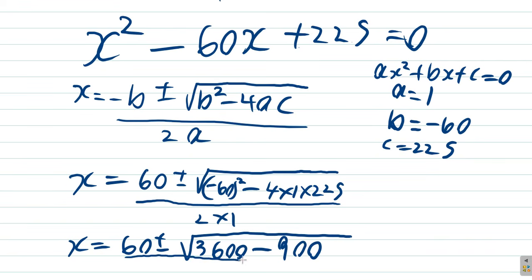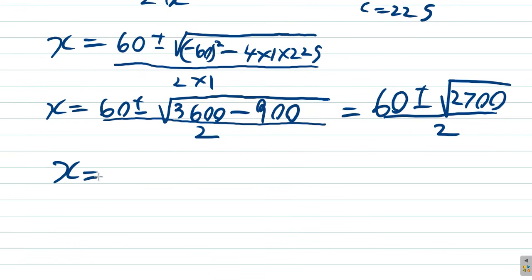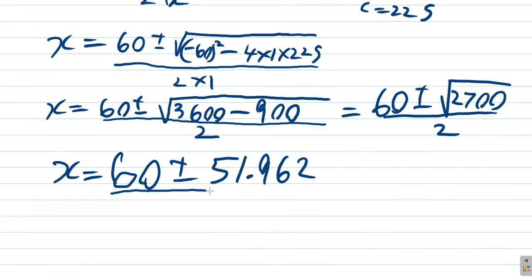900, all over 2 times 1, that gives you 60 plus or minus. Now 3,600 minus 900, what do you get when you work it out on the calculator? You get 2,700. Let us just square root the 2,700, or we could write it as square root of 2,700 over 2. So when you square root the 2,700, you have 60 plus or minus, square root of 2,700 is 51.962. I'm keeping to at least 3 decimal places. When I finish, I can round off to less accuracy.